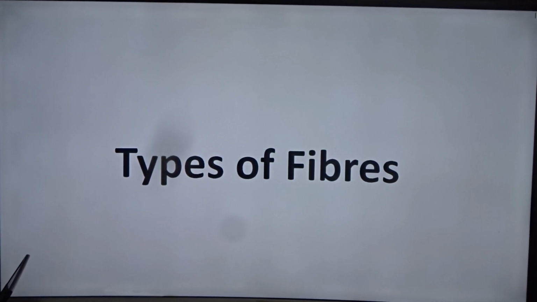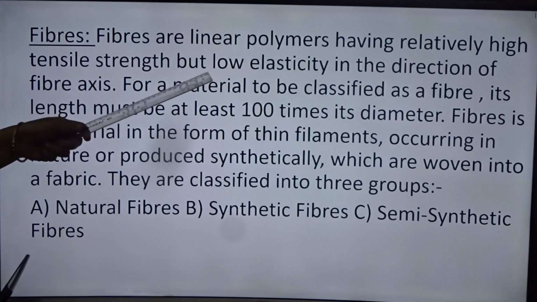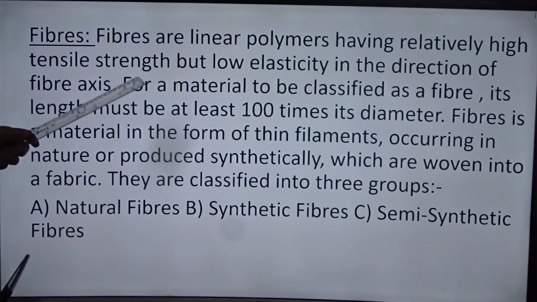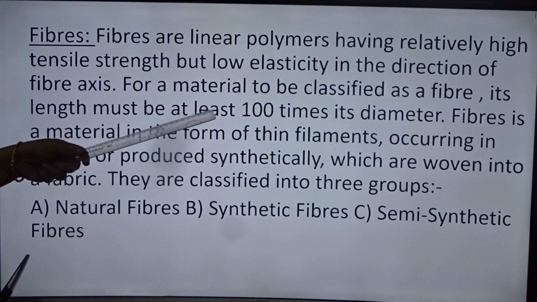The topic of this video is types of fibers. First of all, what are fibers? Fibers are linear polymers having relatively high tensile strength but low elasticity in the direction of the fibrous axis. For a material to be classified as a fiber, its length must be at least 100 times its diameter.